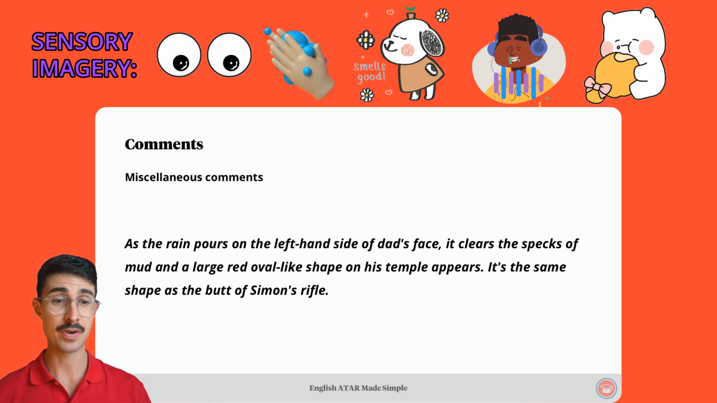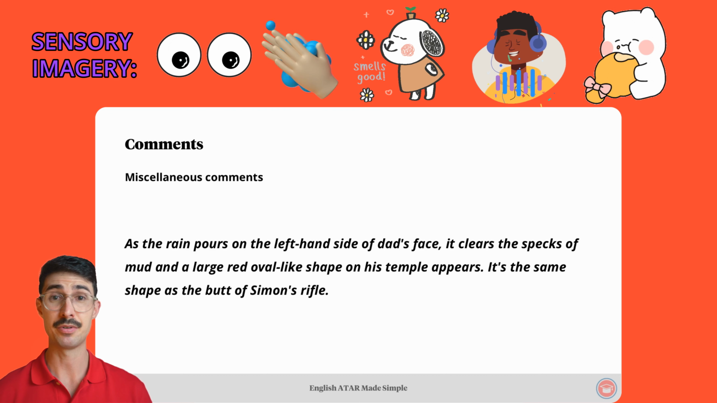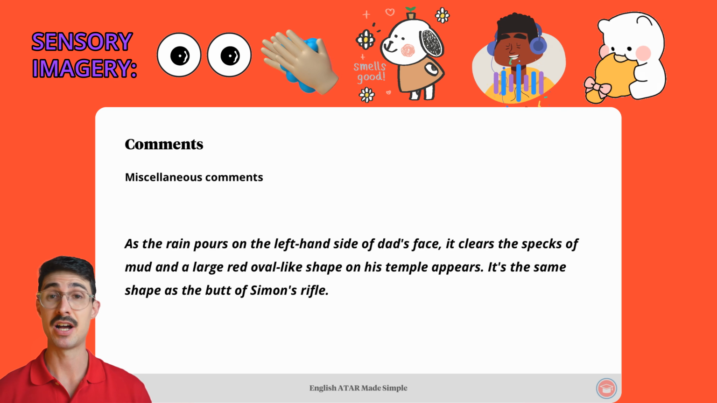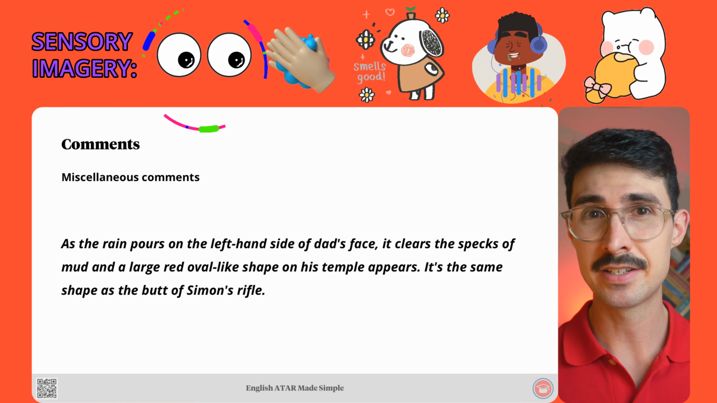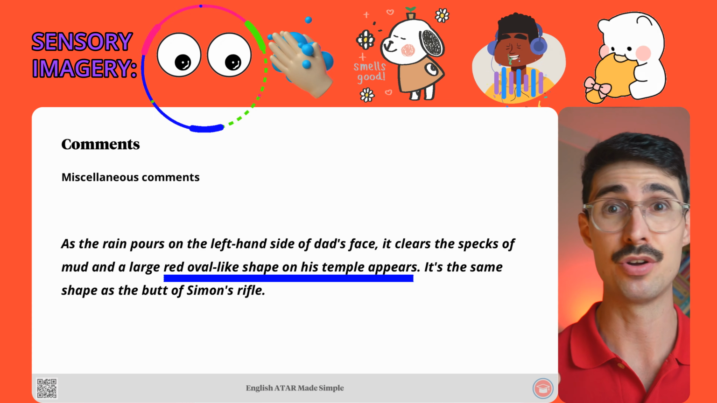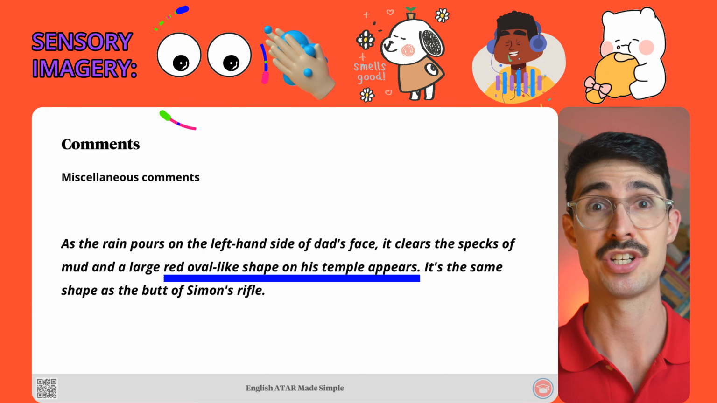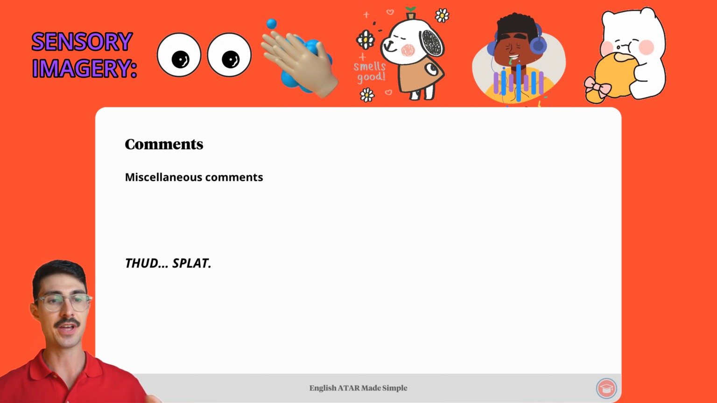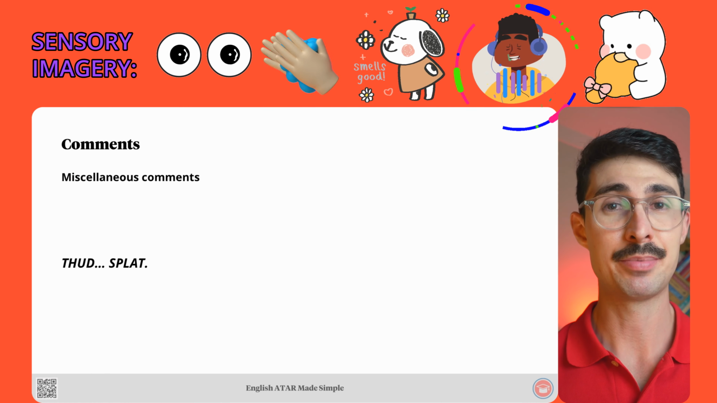As the rain pours on the left-hand side of Dad's face, it clears the specks of mud and a large red oval-like shape on his temple appears. It's the same shape as the butt of Simon's rifle. These 2 sentences encourage the reader to visually imagine what that red oval shape would look like on Charlie's dad's head. Finally, thud splat is an example of onomatopoeia.